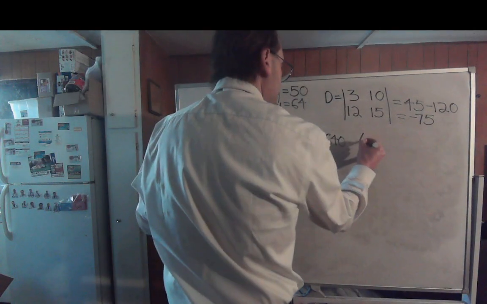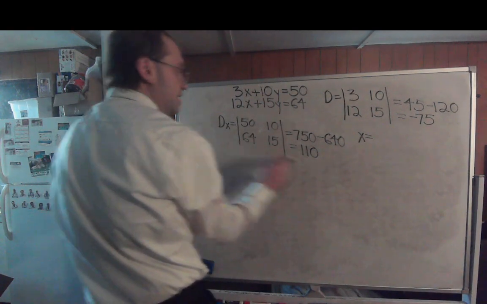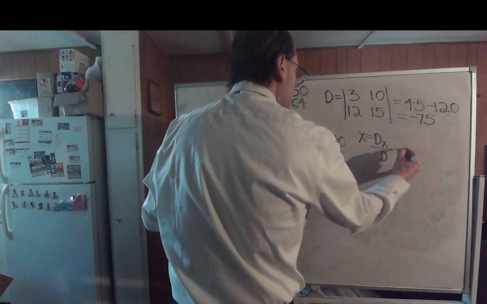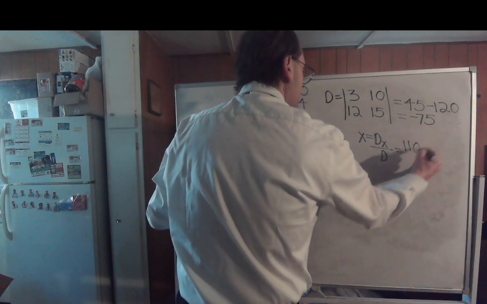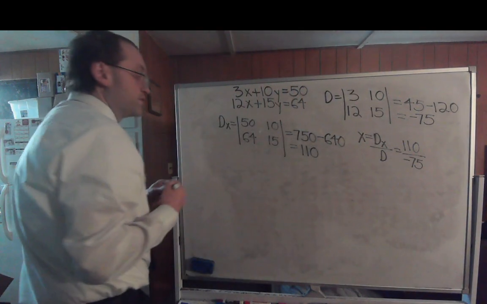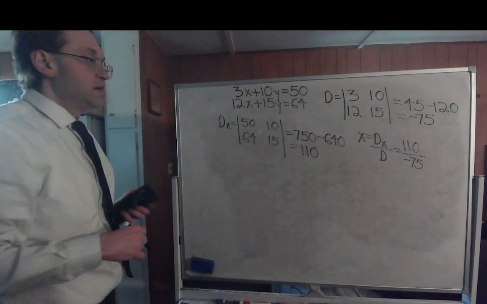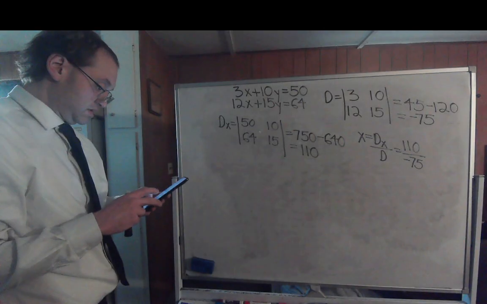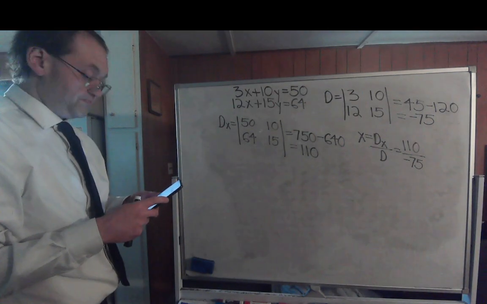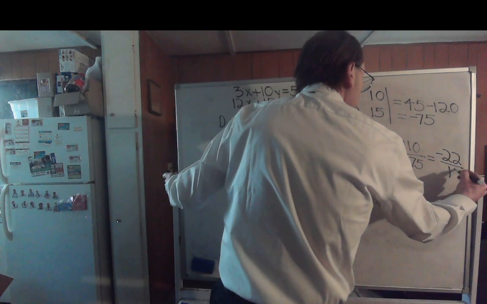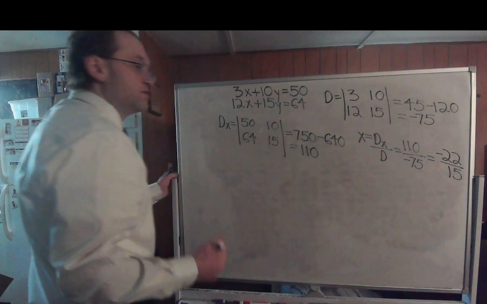So to find x, you're going to take that value of d sub x, which is, well, let's write this out first. D sub x over d, which equals 110 over negative 75. I know it reduces further. They both at least have a common factor of 5. Yep, so it'll end up being negative 22/15. So x would have a value of negative 22/15.